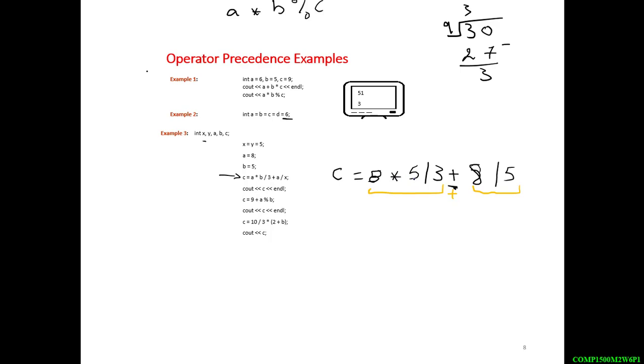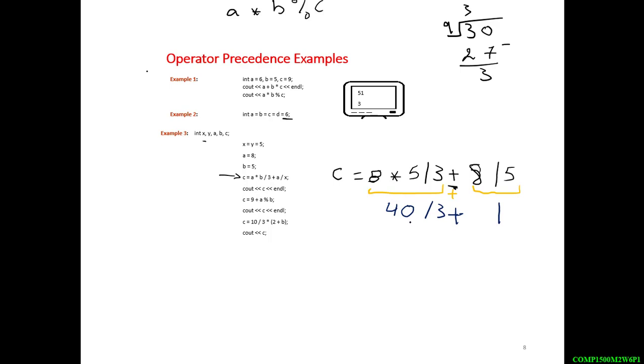So we have to do 40 divided by 3. So 12 is 36, 13 is 39, so it is 13, plus 1. So c will equal 14 for this part. So over here, c is equal to 14.